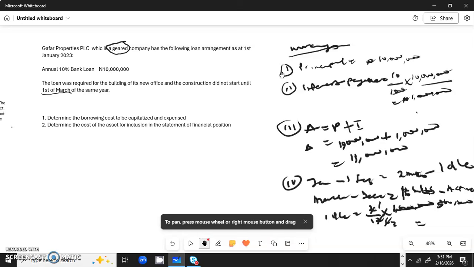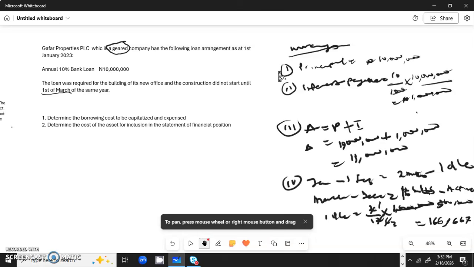So 500,000 divided by 3. Let's see what that will give us. 500,000 divided by 3 should give us 166,667, which is the loan that has been inactive.